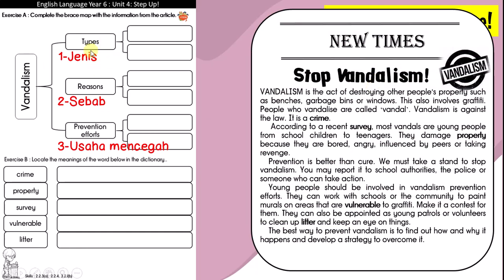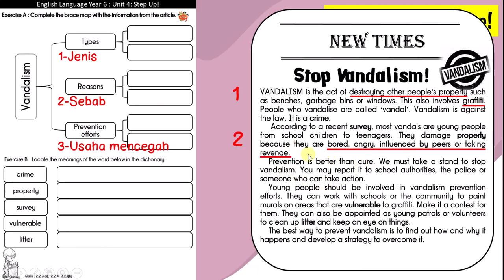For number 1, jenis vandalism, the types of vandalism. You find the answer from the first paragraph. 1, destroying other people's property. Merosakkan harta benda orang lain. You can write it here. And then 2 is graffiti. These are the two types of vandalism. Write number 1 and number 2. You write here.